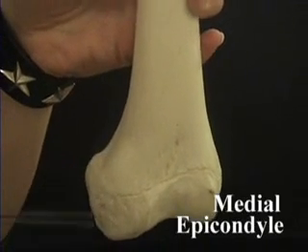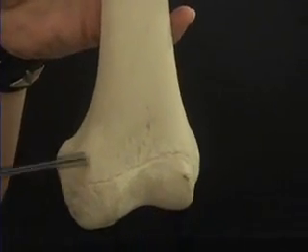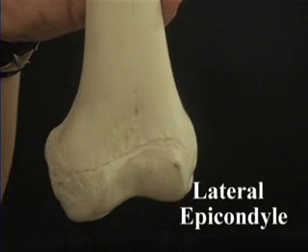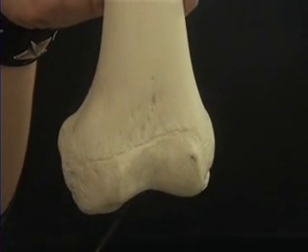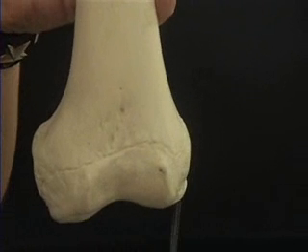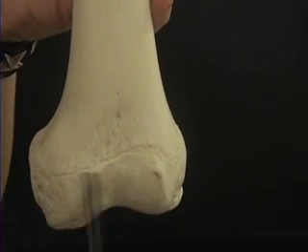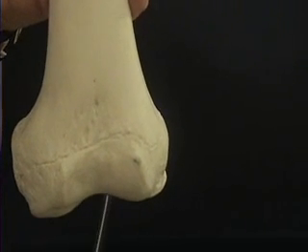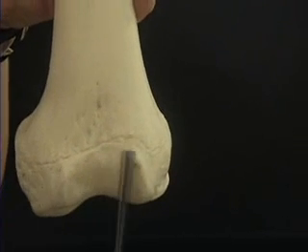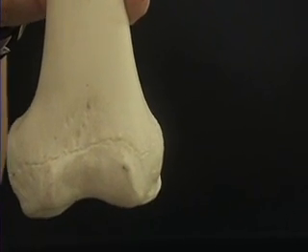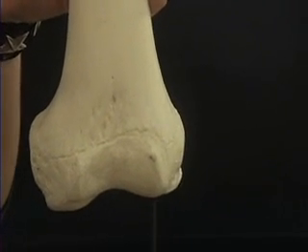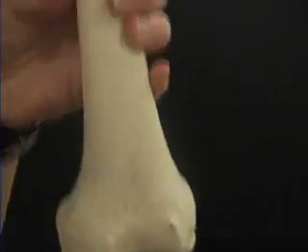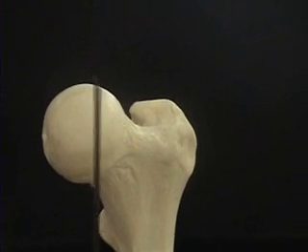Your medial epicondyle. Epi means on top. This is medial, and this is your lateral epicondyle. This smooth surface here is for the attachment of your kneecap, which we call the patella. The patella bone sits here, which we know as our kneecap. Lateral epicondyle, medial epicondyle, patellar surface.